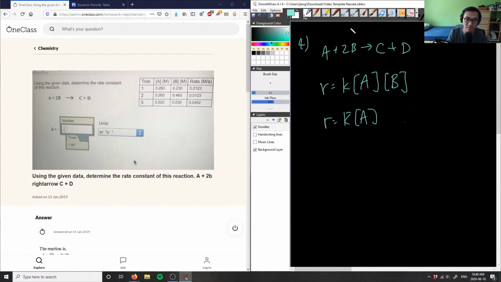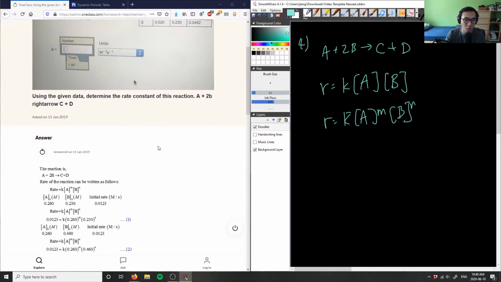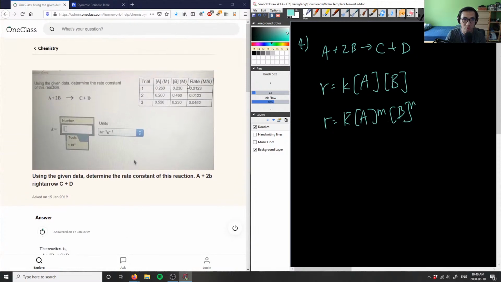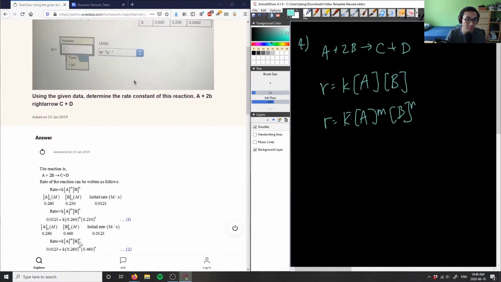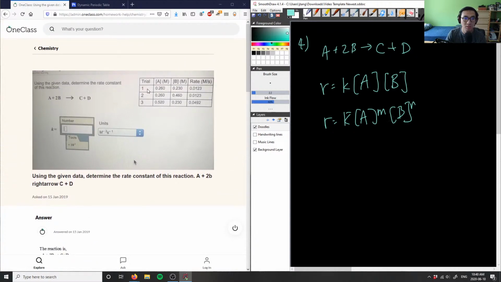So this here, and they give it to us as M and N, but it really doesn't matter which kind of letters you use in this case. And what we're doing is we're simply just subbing in a point. So I believe they subbed in the first point for equation 1. So this here is trial 1.